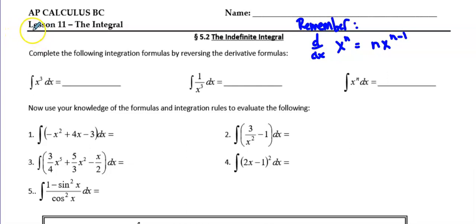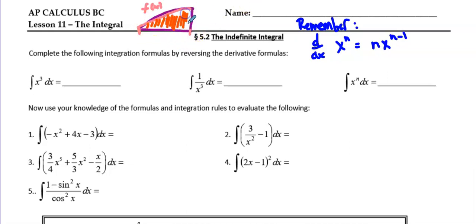For lesson number 10 we talked about the Riemann sum. We used the left, right, midpoint, and trapezoidal approximation to gather some information about what would be underneath the curve, like what the area is going to be. In that video we talked about a function, f of x, on an interval from a to b, and we wanted to find the area underneath the curve.